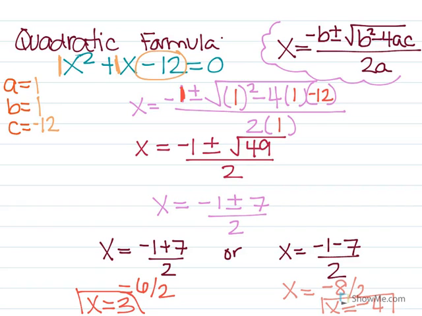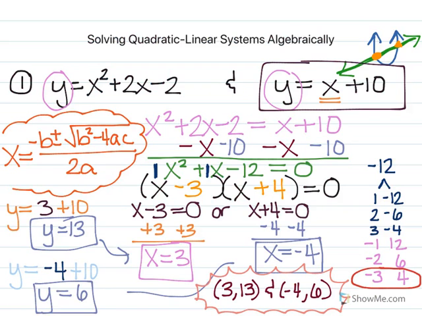And if you were to do it this way, then you would go back, use whatever equation that you wanted from the beginning, probably the y equals x plus 10, and then do the same thing that we did to find that y is 13 and your other y value is 6, so your ordered pairs are 3, 13, and negative 4, 6.